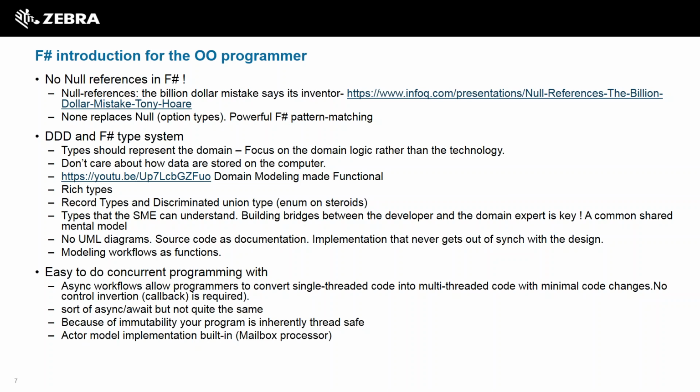F# has got something called async workflows. And these allow programmers to convert single-threaded code into multi-threaded code with minimal code changes, with no need for control inversion. What you tend to have these days is this spaghetti code, I would call it, where you have callbacks everywhere, and you need to have external knowledge to be able to interpret what is really going on in your program.